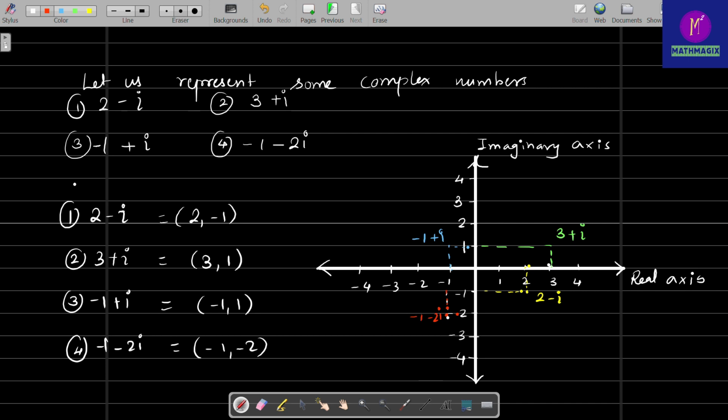So this is the Argand diagram, and this is the way we can represent any complex number on the complex plane.